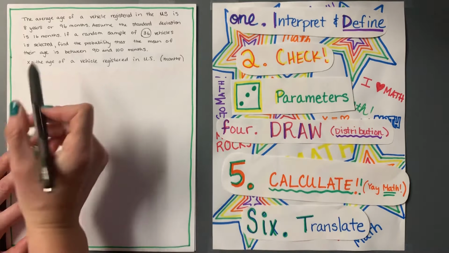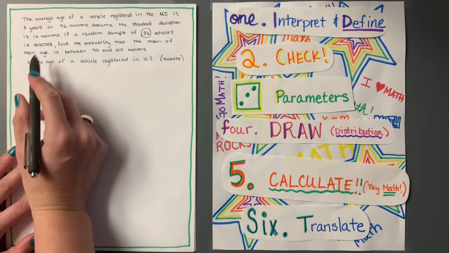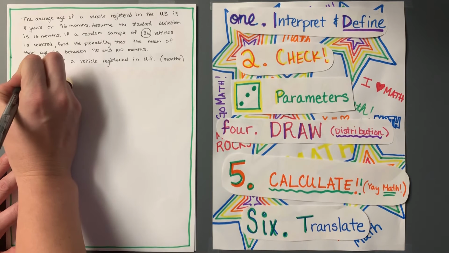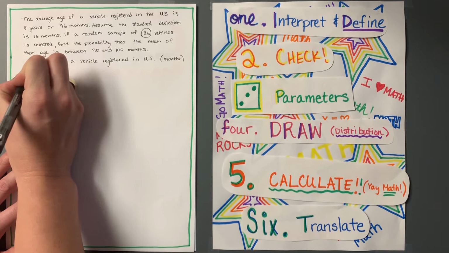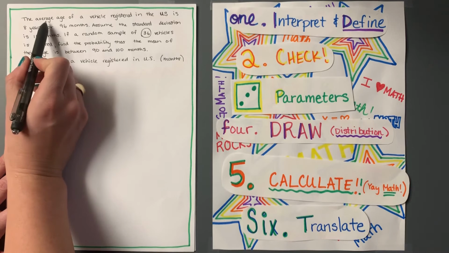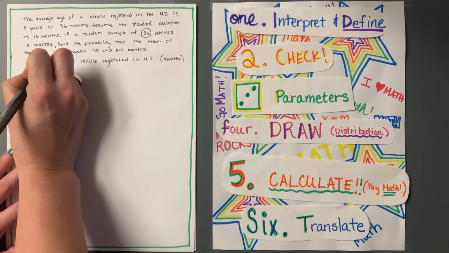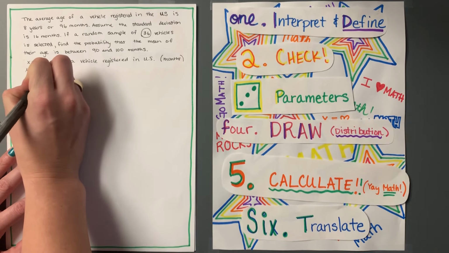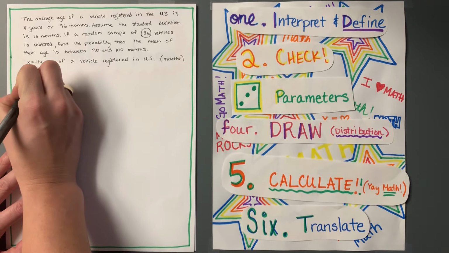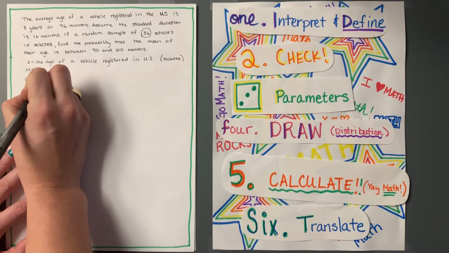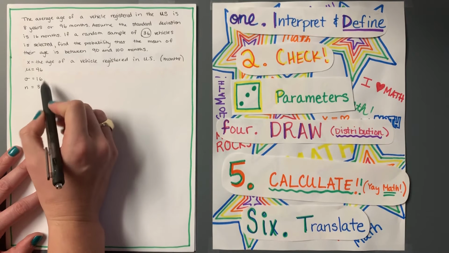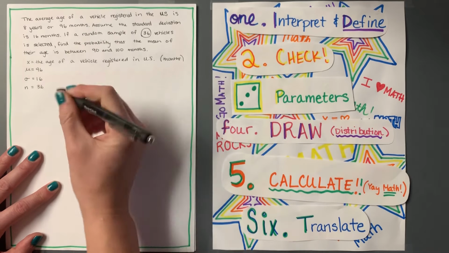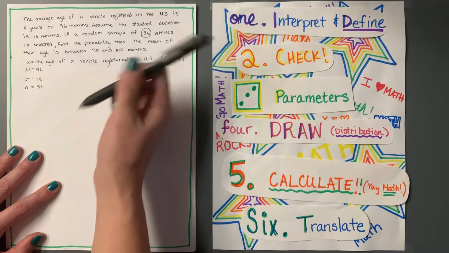I am going to pull a couple key values out of this problem. They tell me that the mean for the population is 96 months. The standard deviation is 16 months. And I know I have a sample size of 36 vehicles. So I'm just pulling that information.